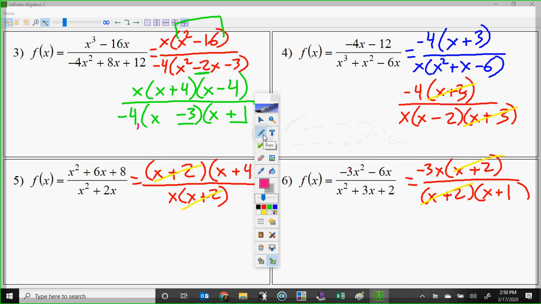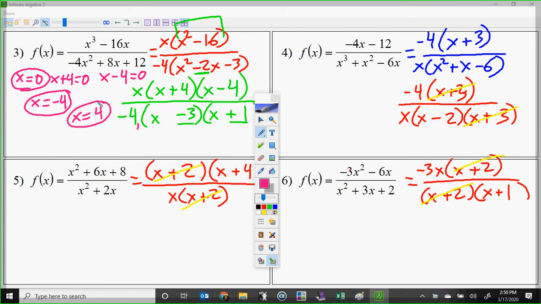So let's look at this one. What's left on top? Well, I have 3 things on the top. So I'm going to say I have x equals 0, x plus 4 equals 0, and x minus 4 equals 0. 3 different things on the top. Well, there's one. If I look at that, that's going to give me x equals negative 4. And this one's going to give me x equals positive 4. So I have 3 different x-intercepts.